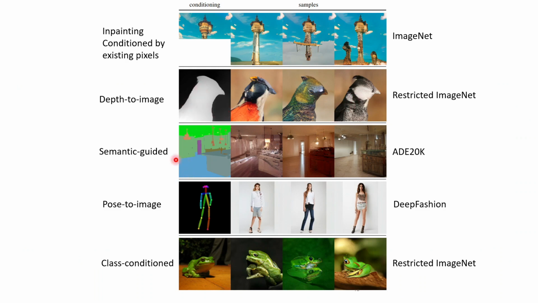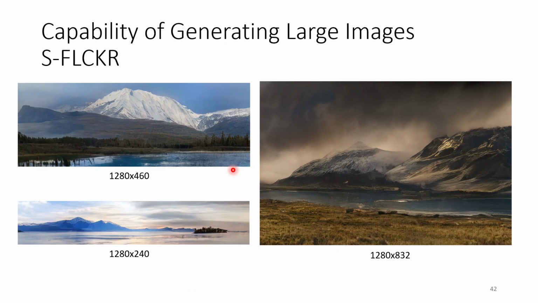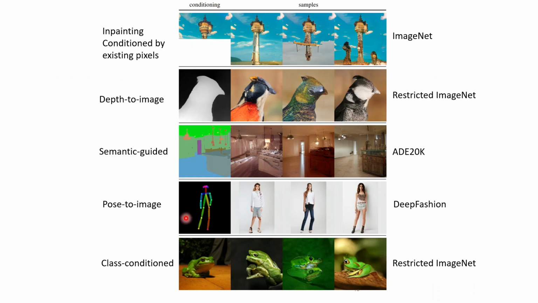Okay. And also, this is the segmentation guided. So this is an example of a segmented image. If you give a segmented image, you tell your image generator there should be mountains, there should be rivers, there should be sky, and there are some grasses, then it can reconstruct the image like this. Also, they can convert a pose image into a realistic image, and also class conditional.